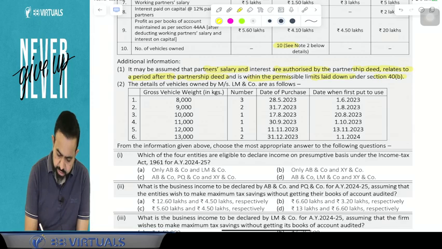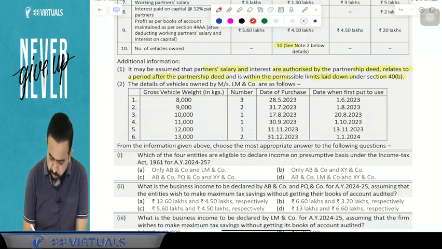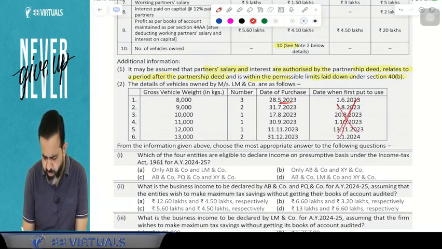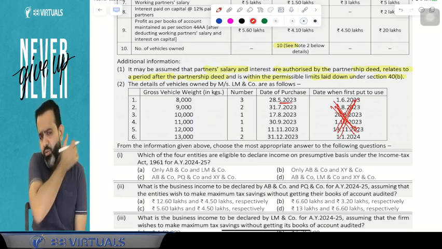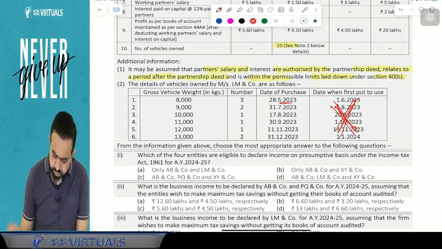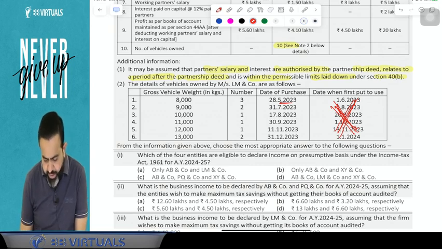The details of the vehicles owned by LM and company are as follows. They purchased these vehicles on these dates. When put to use is not relevant. Never check the put to use, because income is calculated from the date on which the vehicle is owned by the assessee. The gross vehicle weights are 9,000, 8,000, 10,000, 11,000, 12,000 and 13,000.